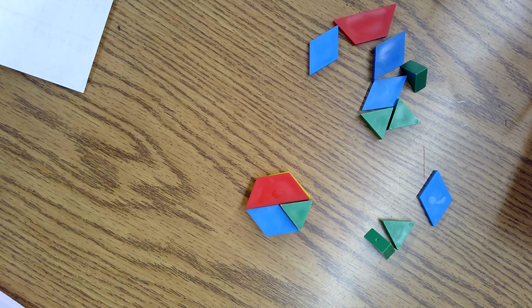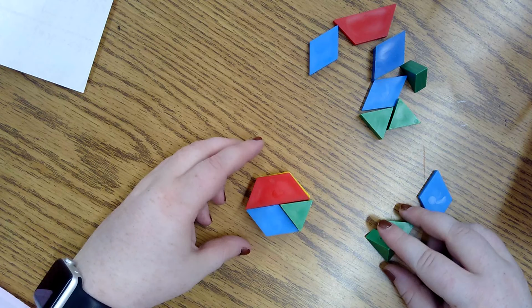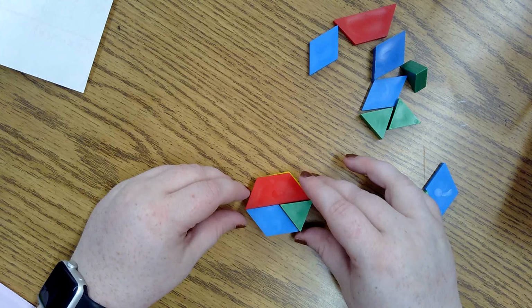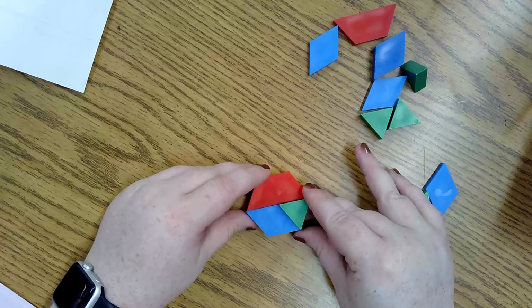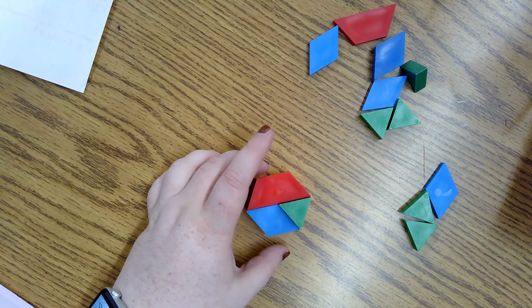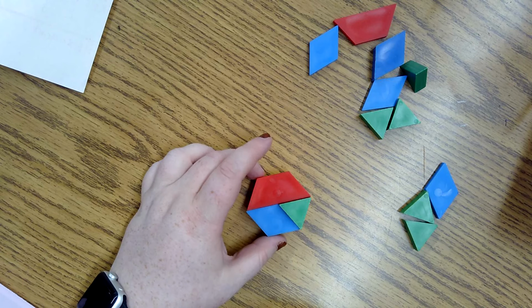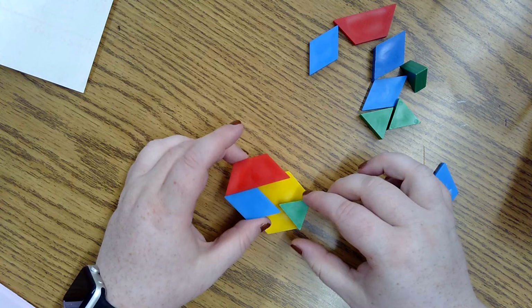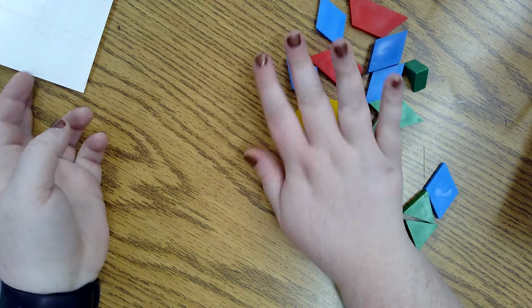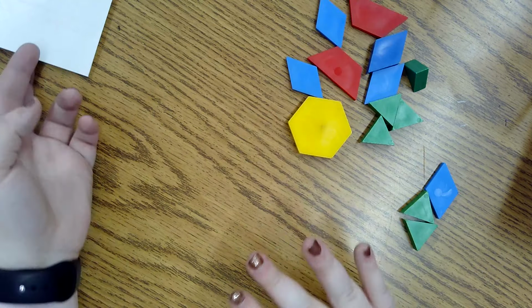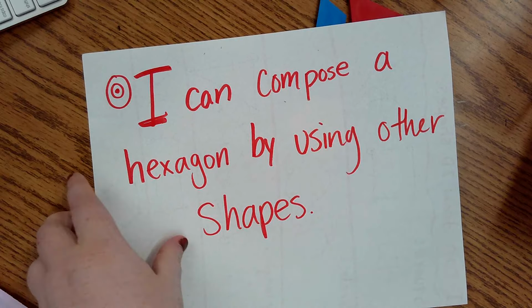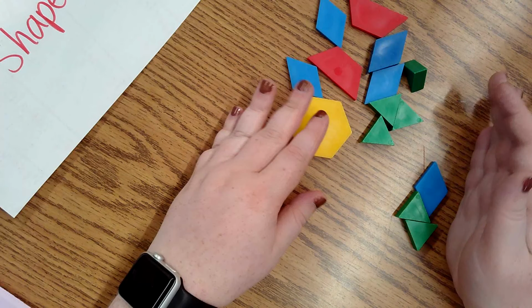Today, you have thought about making the hexagon in many different ways. So what I want you to do is I want you to try and fill in a hexagon using either your virtual manipulatives, or you could use the bag of shapes that maybe your teacher gave you to be able to form. Remember, our learning target today was that I can compose a hexagon by using other shapes. And that's what we did. Now show your teacher what you learned. Great job!